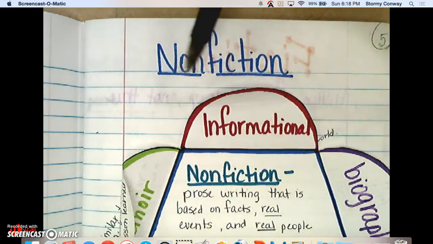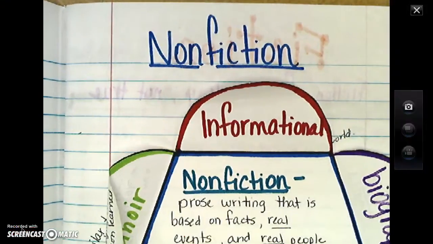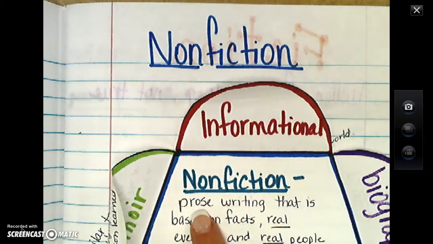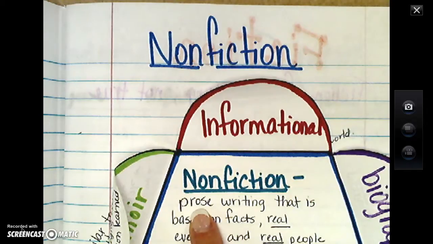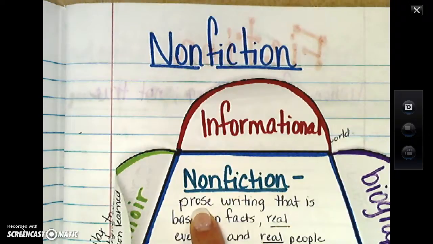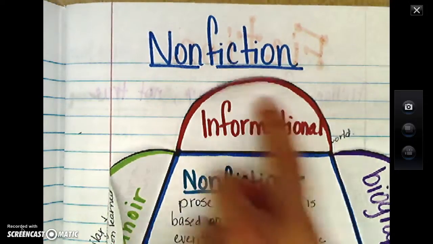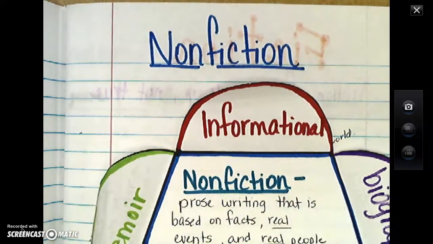So here's a definition for nonfiction. Nonfiction is prose writing that is based on facts, real events, and real people. Now, prose writing is going to be groups of words that form sentences, sentences into paragraphs, and paragraphs into pages or chapters. Okay? We have 5 different subgenres of nonfiction, so we're going to go through each one of those.